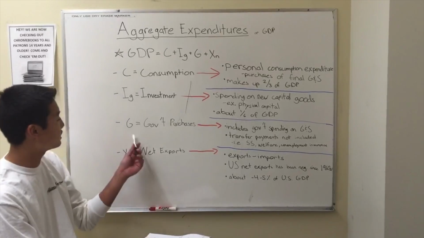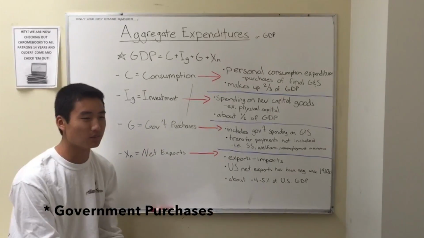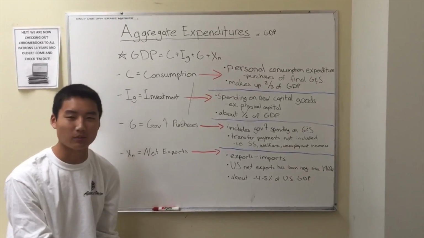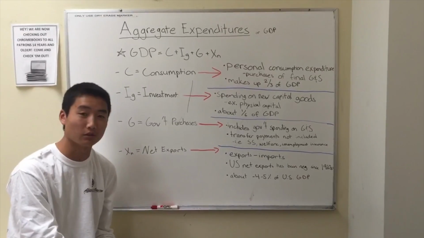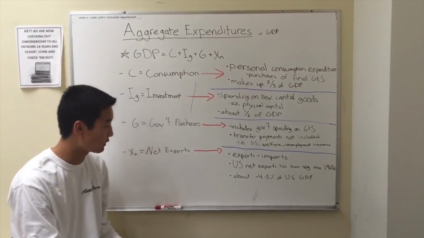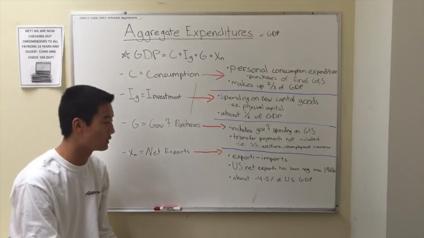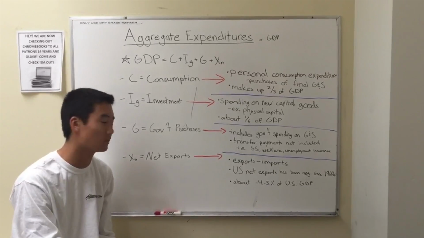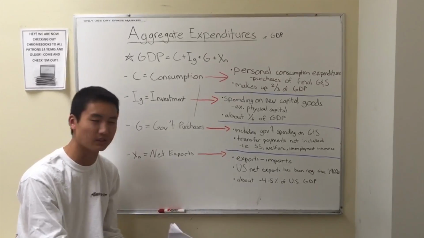So next we have G, or government purchases. Government purchases is pretty much the government spending money to make our lives better. So if you live in New York, they spend money on clearing the snow on roads, building bridges, or cleaning the beaches. But government purchases do not include transfer payments, because this is not spending on a good or service. It's just social security, welfare, unemployment insurance. It's not physical.